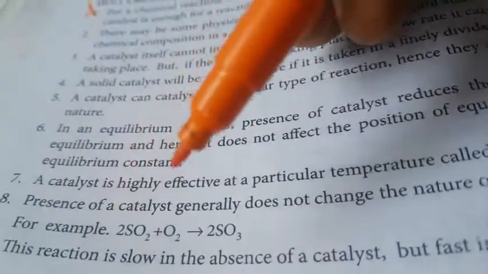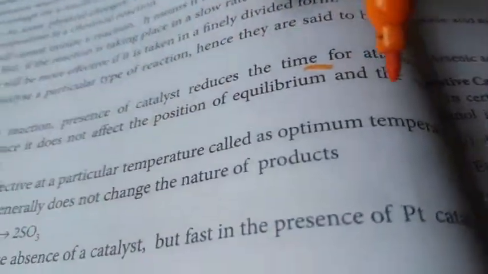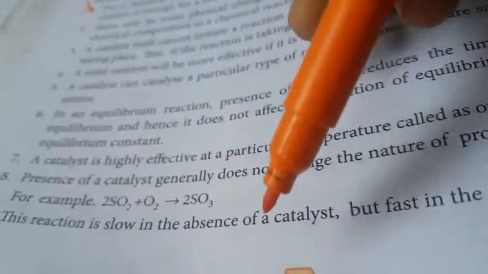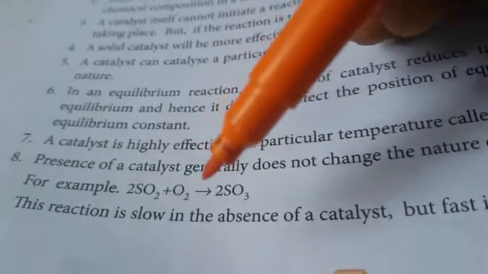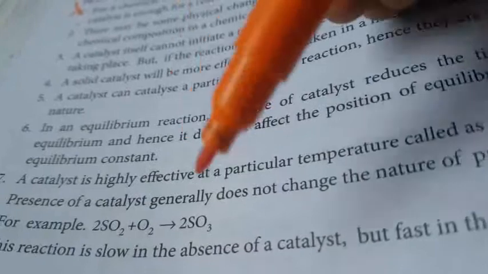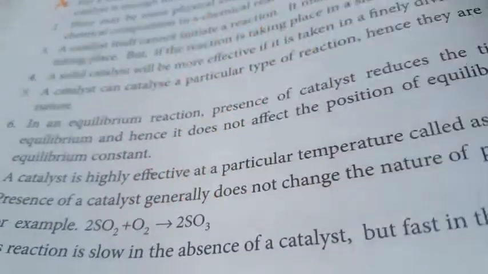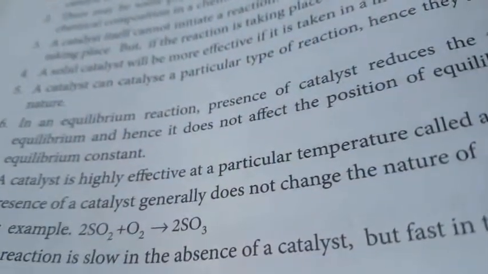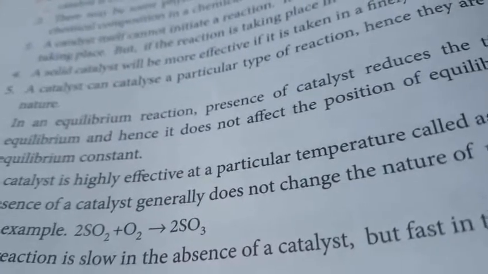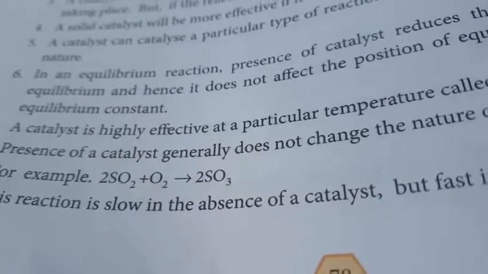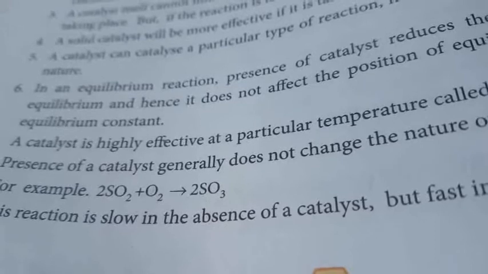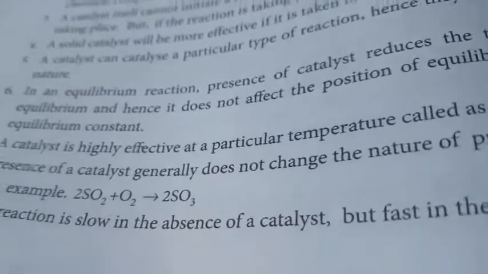Next one is, the presence of catalyst generally does not change the nature of the product. For example SO2: the reaction is slow in the absence of catalyst but fast in the presence of it. This is one reaction. So generally it does not change the nature of the product. Now SO2 combines with O2 to give SO3. So this is a contact process. Normally this reaction happens very slowly, but when we add vanadium pentoxide, it immediately forms SO3. So that is the difference between the absence of catalyst and the presence of catalyst.